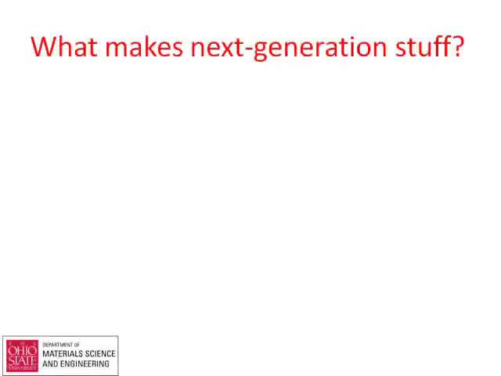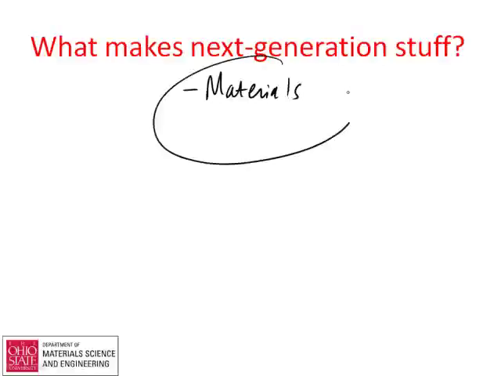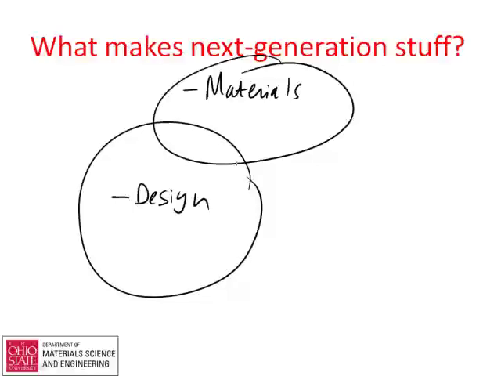So what makes next generation stuff? And I think there's really three parts to this. First of all, the thing I've been harping on are the materials that are available. And that's important. But it's not everything. The other thing that's important is design, and our designs keep getting better and better. And again, designs have been really helped a lot, for example, by computation.